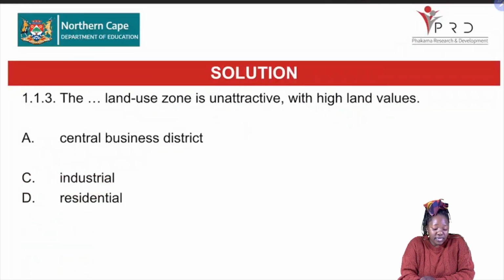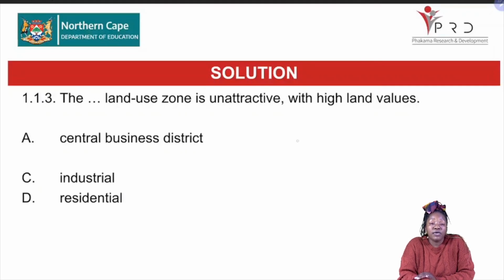Option C, it says industrial. So obviously the industrial is in the outskirts because of the pollution and they require a large space. So therefore it can never be unattractive. Then we're looking also at D, it says residential. Remember, residential, it can never be unattractive, but we can have the residential with a high land value.